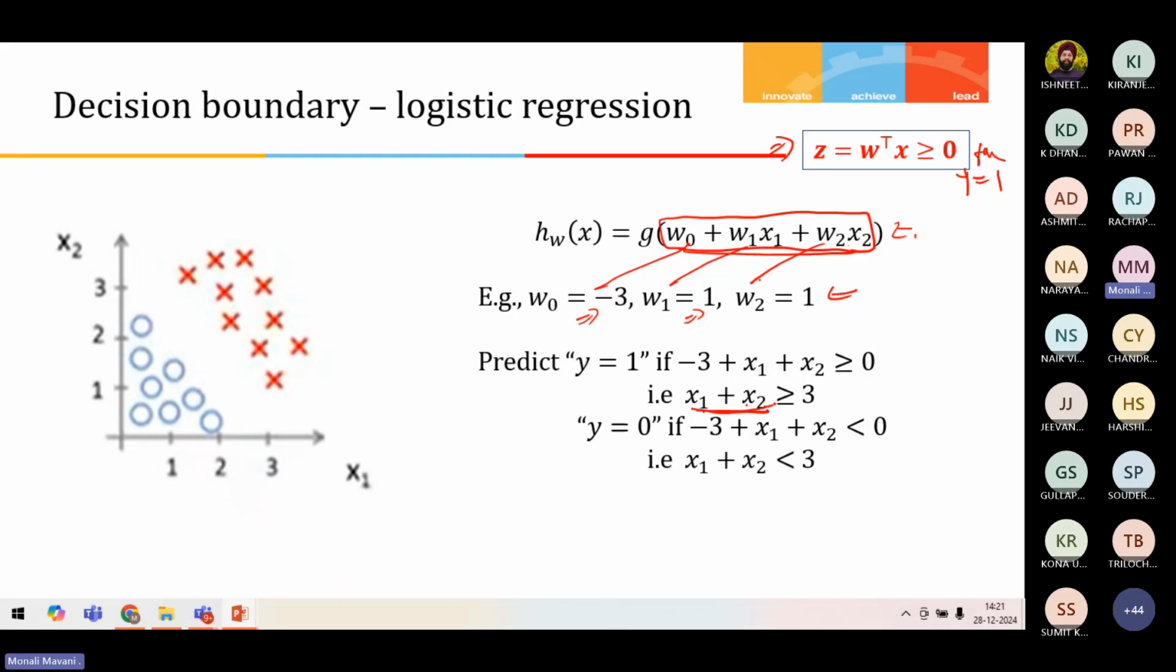So I will draw a line for x1 plus x2. By looking at the equation, can you say it's a linear decision boundary or a non-linear decision boundary? Is it a line? Yes, it's a line passing through 3 and 3. So this is how we get this decision boundary. Above this is class 1 and below this is class 0. This is how our hypothesis function gives us a linear or a non-linear boundary.